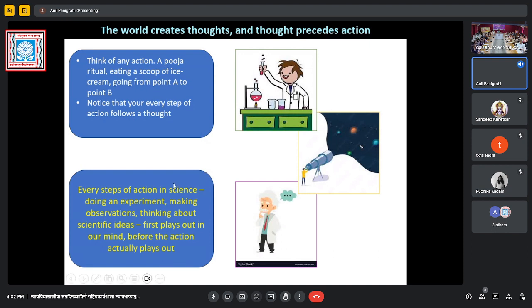And that is exactly what is happening in doing an experiment. Whether you are doing an experiment, whether you are making an observation, or whether you are theoretically thinking about an idea, the entire spectrum of the activity is preceded by thinking, by thoughts. So every step of action in science, doing an experiment, making observations, thinking about scientific ideas, first plays out in our mind before the action actually plays out in the external world.